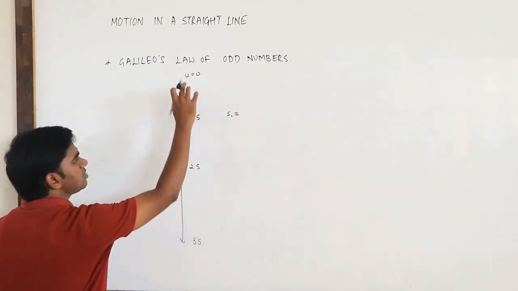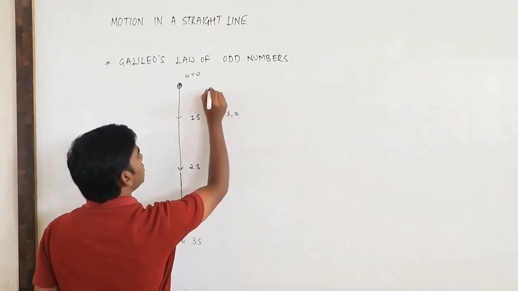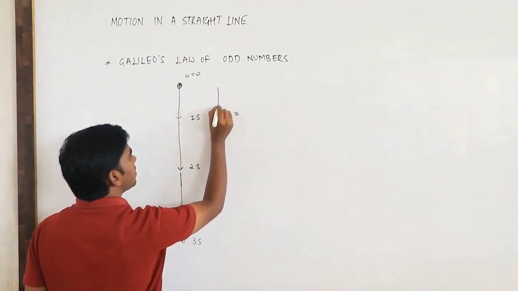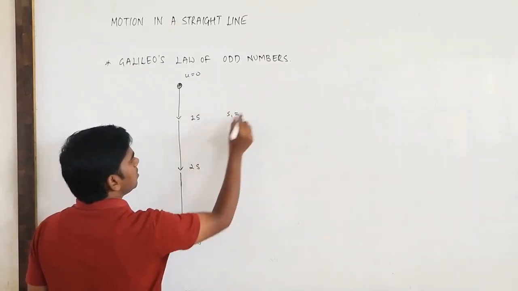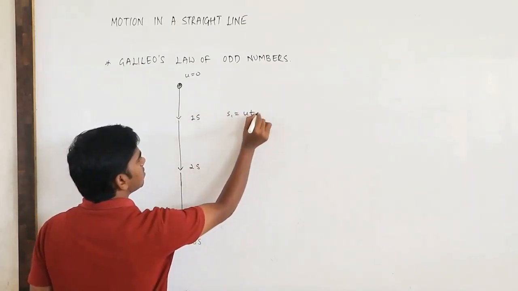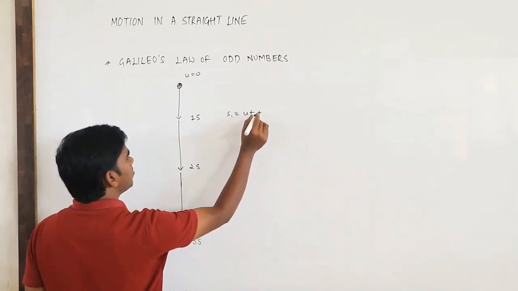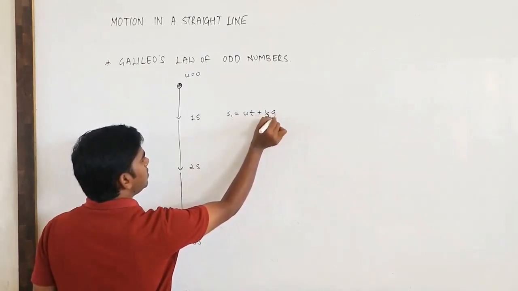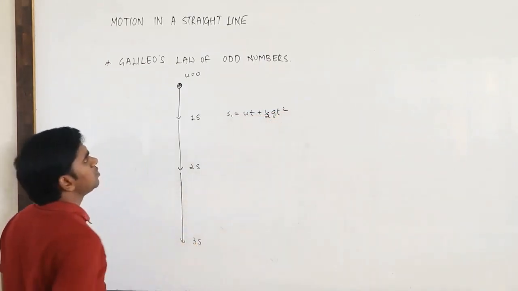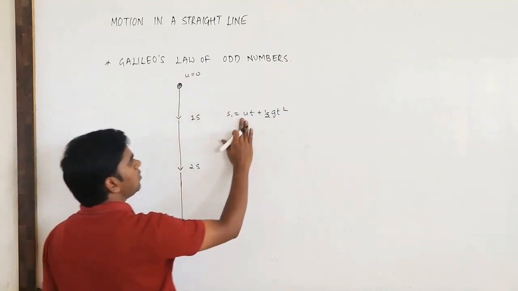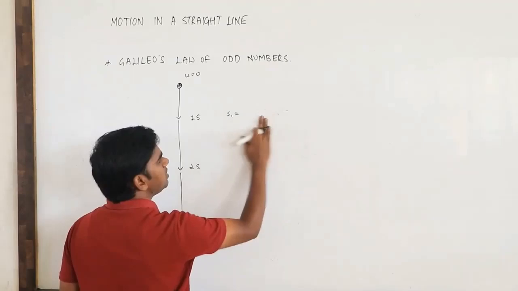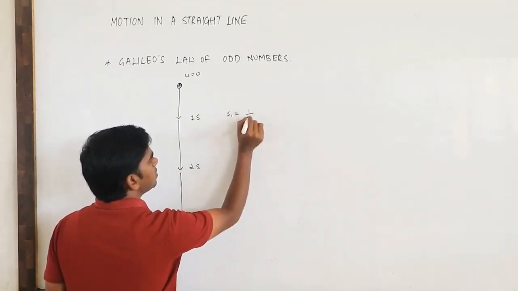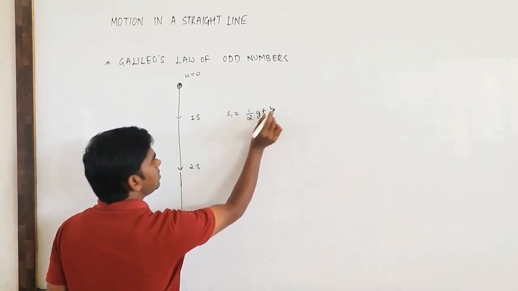This distance S1 you can write as ut plus half gt square. The initial velocity is 0, so no need to write ut. So what is the distance traveled? The distance traveled is half gt square.